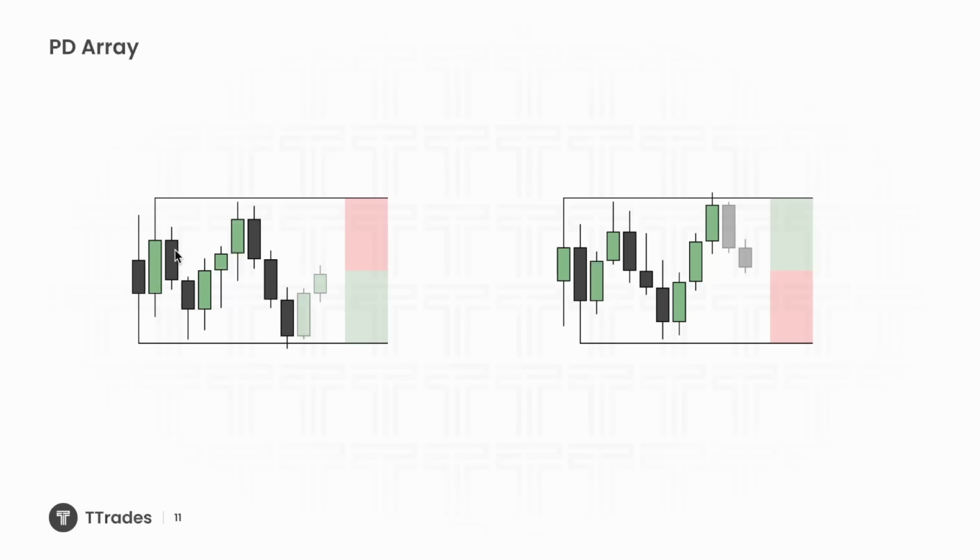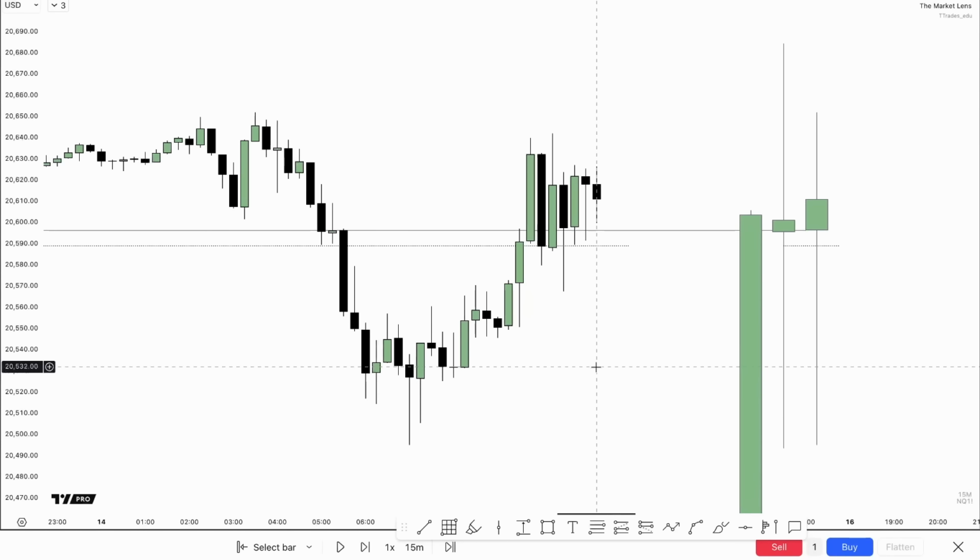If price is going to continue to consolidate, it's just going to return back to that mean or the middle of that range. Let's get into TradingView and go over a few examples. So here we are in our first example. And what do we notice here? We have had expansion lower.